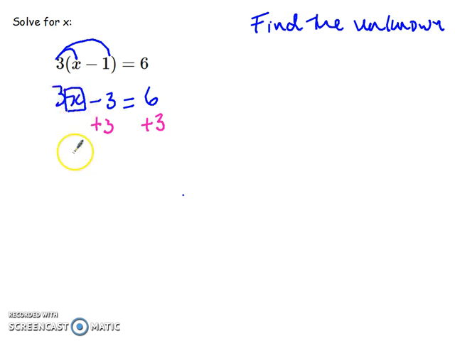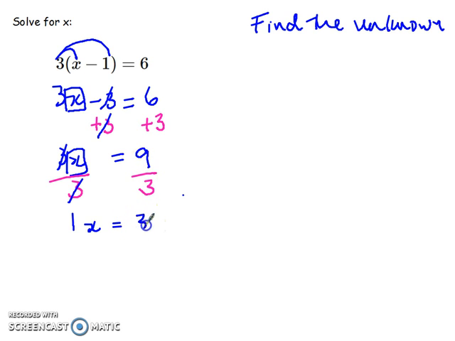Looking at my left-hand side, I still have a 3x, minus 3 plus 3 equals 0. So I have managed to get rid of that number. 6 plus 3 is 9. Now I want to get into the x. It's got a times 3 attached to it. The opposite of times 3 is divide 3. So let's do that to both sides. 3 divided by 3 is 1x. 9 divided by 3 is 3. And you don't need to worry about writing the 1.